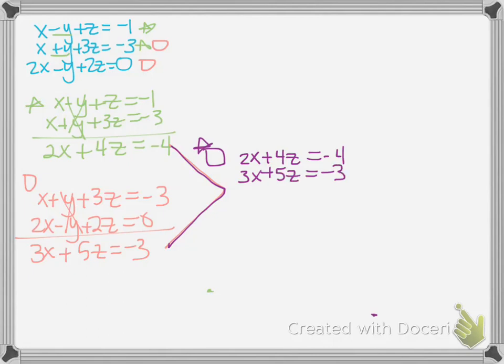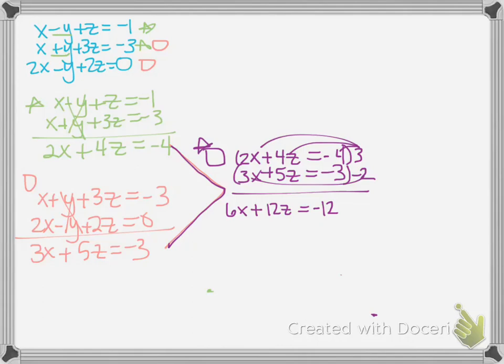So I need to pick if I want to eliminate my x's or my z's. I'm going to do my x's. So I'm going to multiply my top by 3 and my bottom by negative 2. 3 times 2x is 6x. 3 times 4z is 12z. And 3 times negative 4 is negative 12.